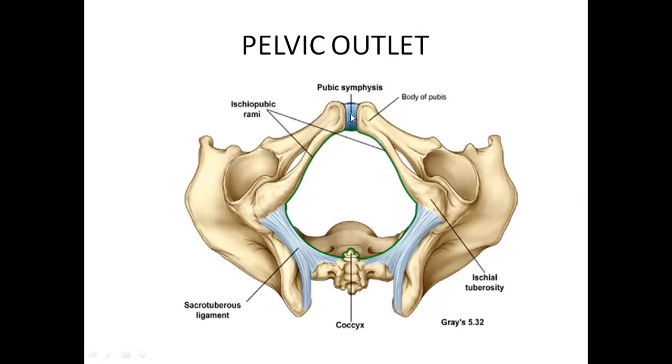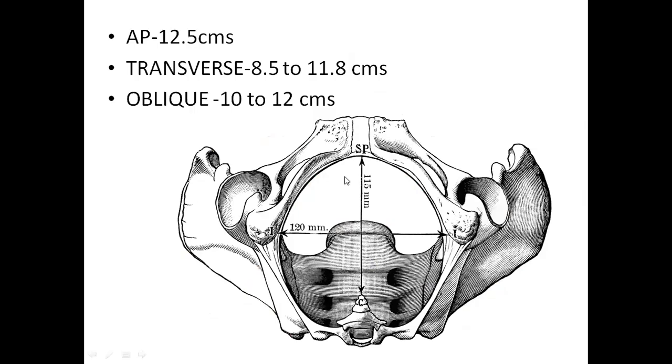You find the pubic symphysis, the right and left pubic bones, the acetabulum, and these are the ischial tuberosities. Then from the sacrum to the ischial tuberosity, we have the sacrotuberous ligaments. So in the pelvic outlet also we have certain dimensions, like the antero-posterior dimension, measuring from the coccyx to the pubic symphysis, which is 12.5 centimeters.